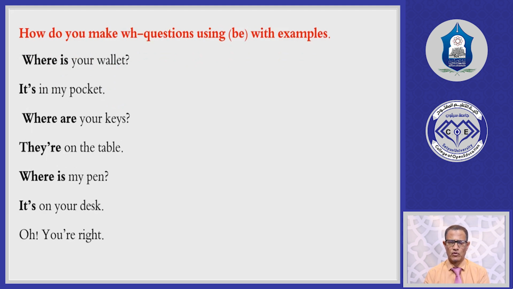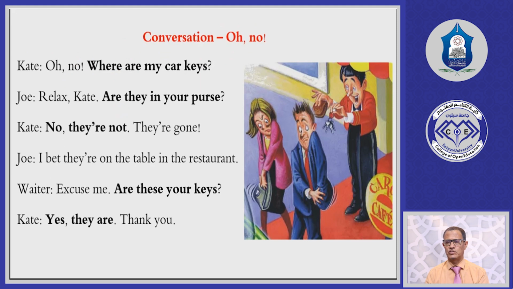Where's my pen? It's on your desk. So these are WH questions, and this is how we make WH questions using verb to be. We use a WH word and then verb to be, and then complete the question.